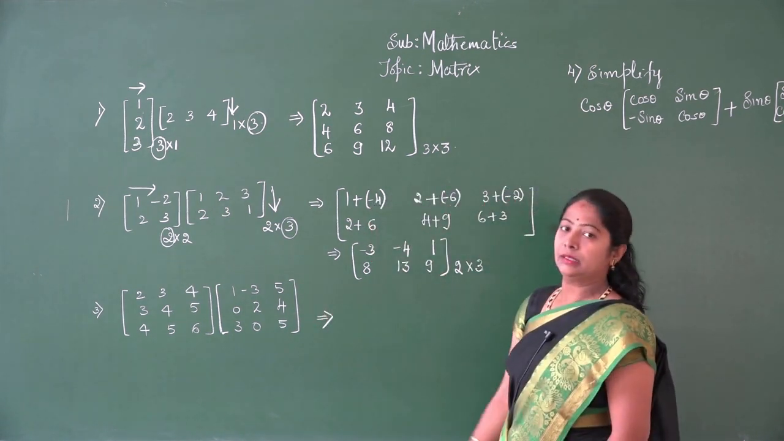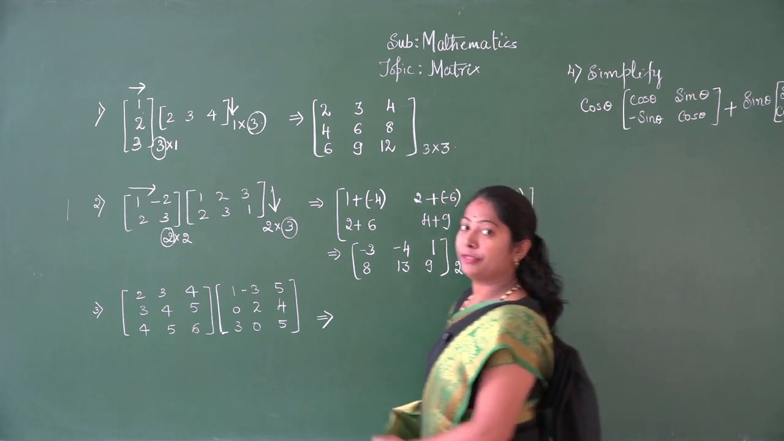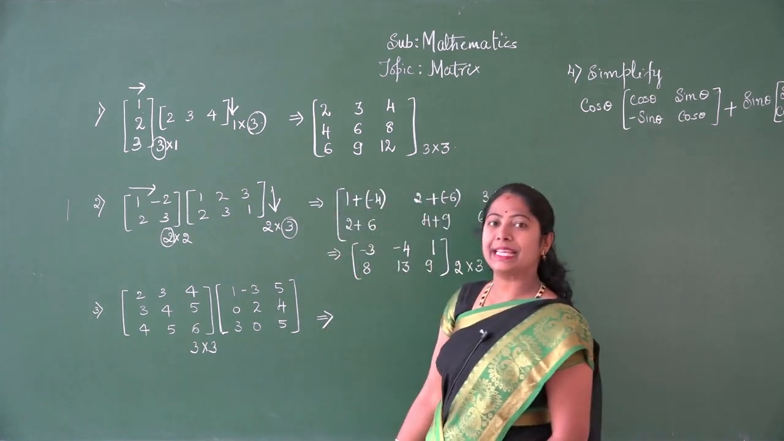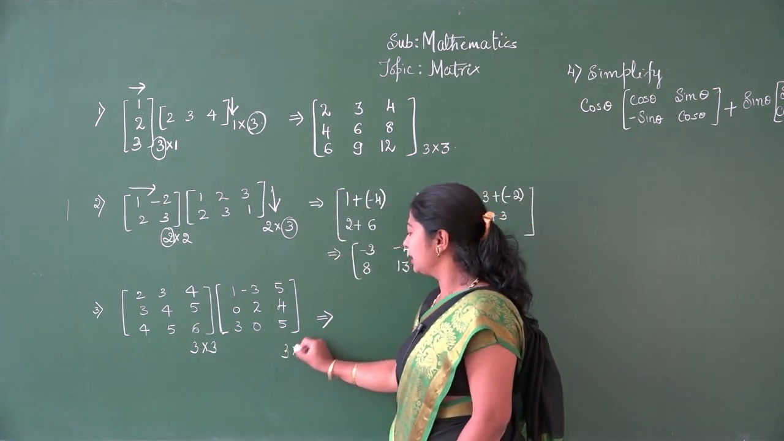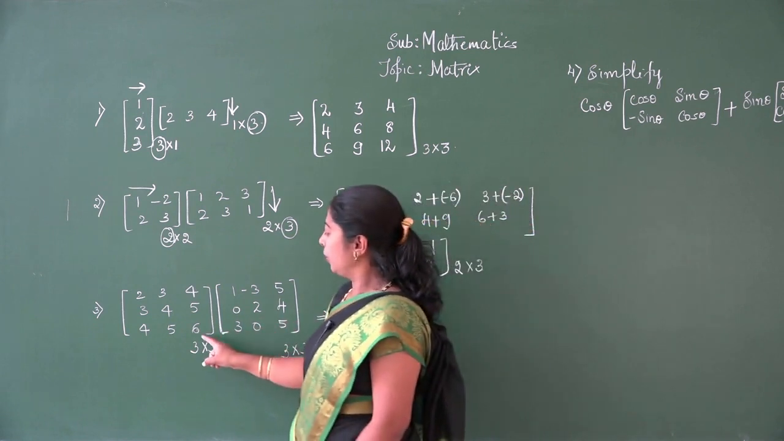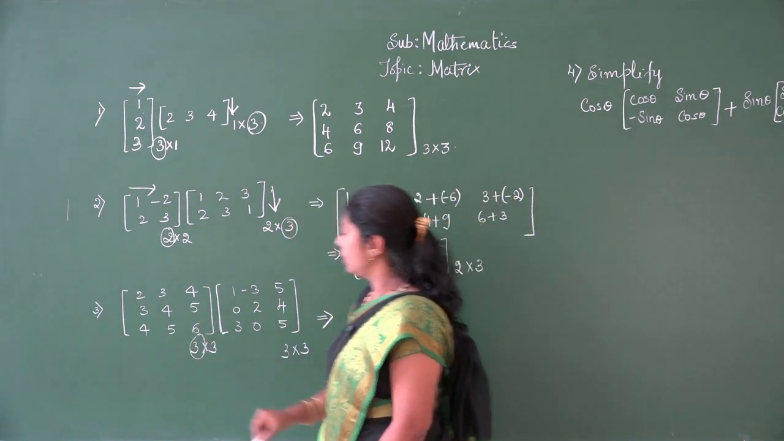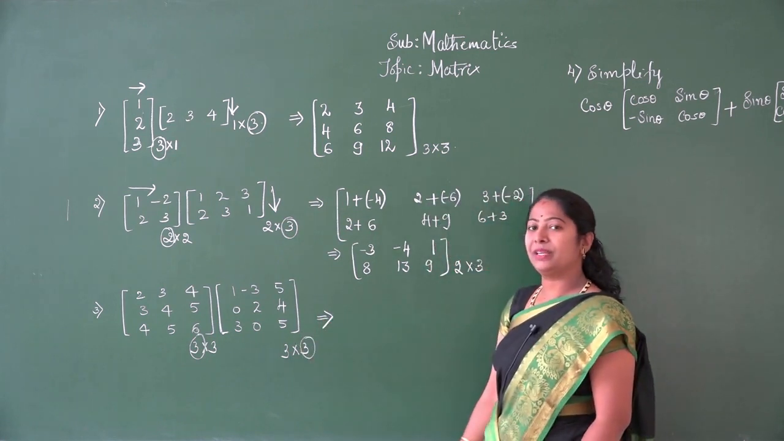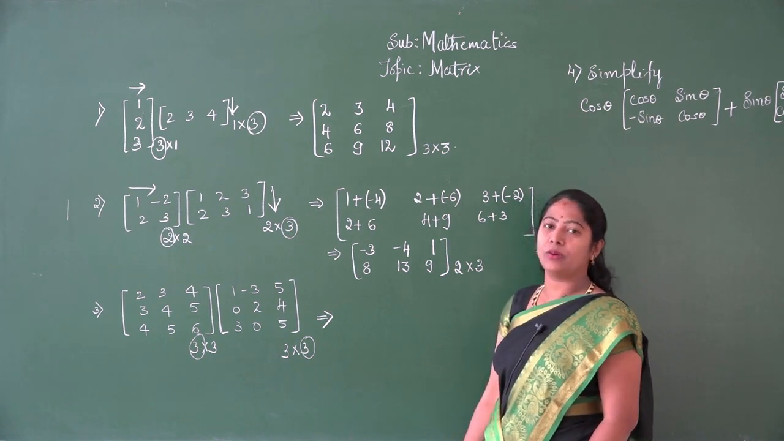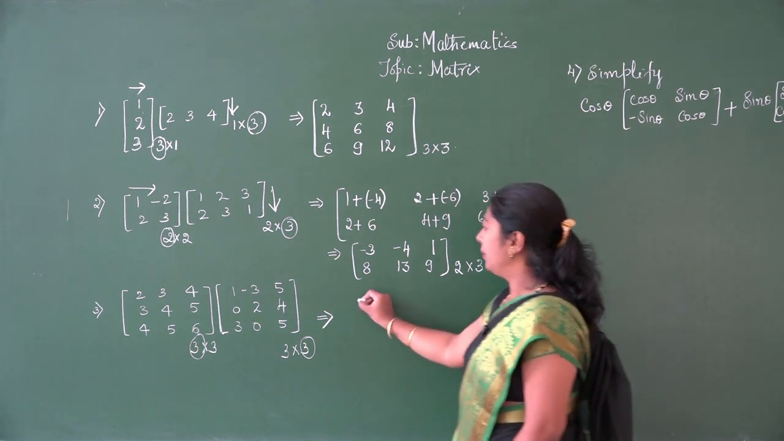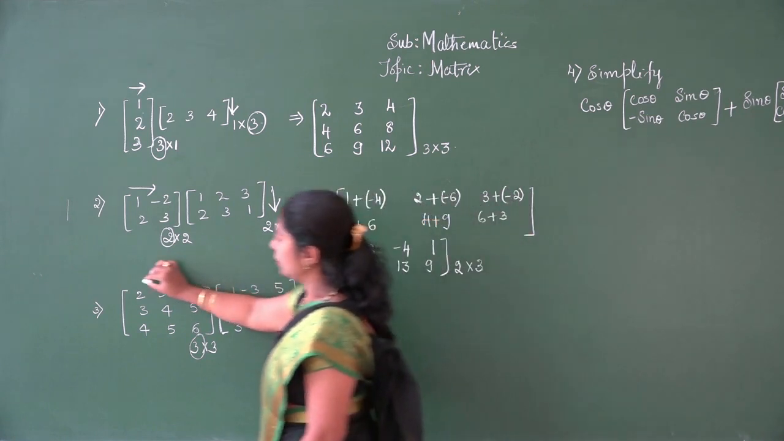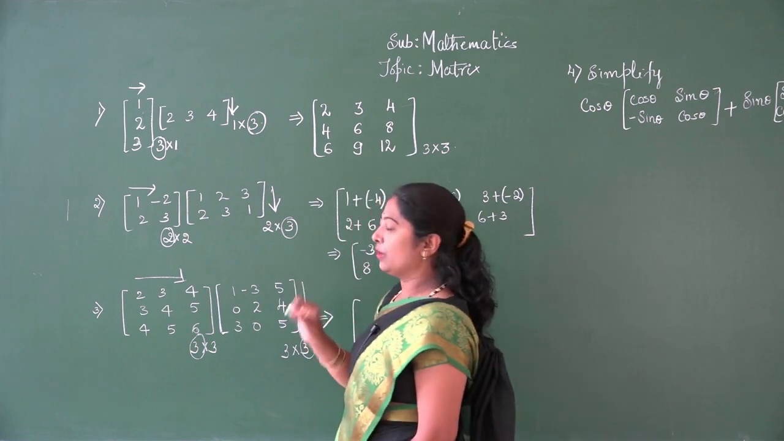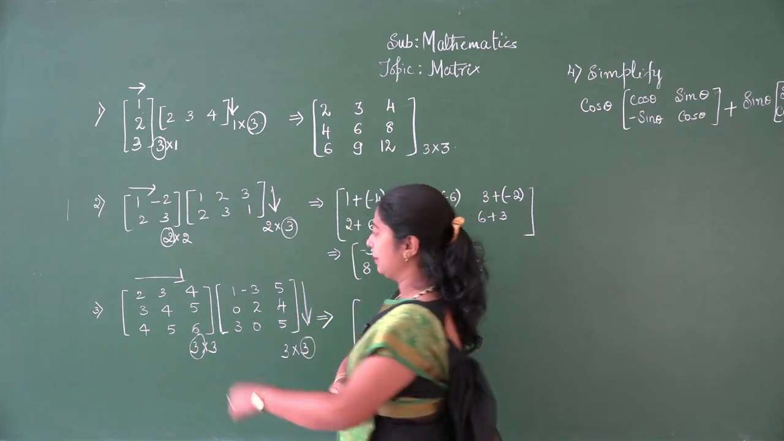Moving on to the third problem. What is the order of the first matrix? Order of the first matrix is 3 cross 3. Order of the second matrix is once again 3 cross 3. What are the rows in the first matrix? It has 3 rows. What are the columns in the second matrix? It has 3 columns. So according to matrix multiplication, the resultant matrix must have an order 3 cross 3. Multiplying, we shall start off with the first row and finish off with all the columns. You will multiply with the corresponding elements.